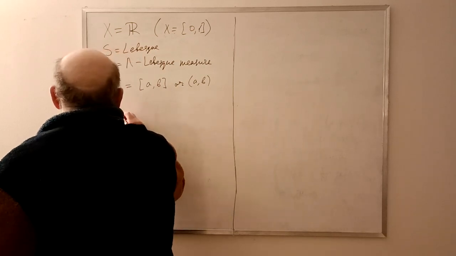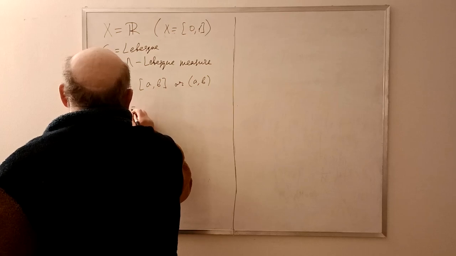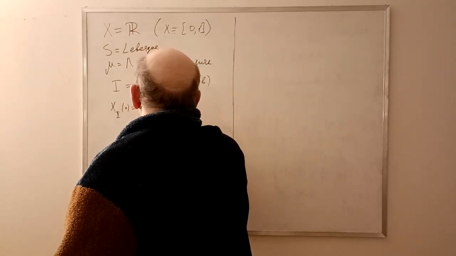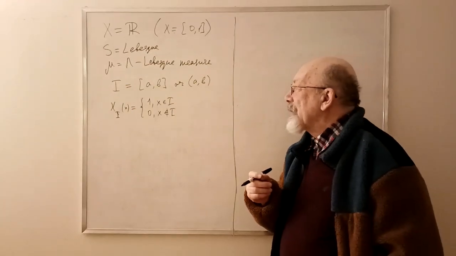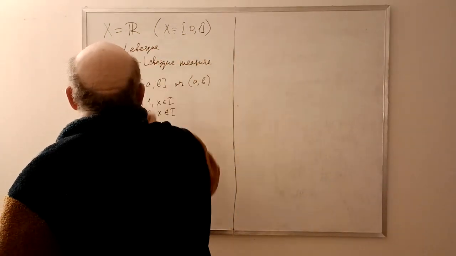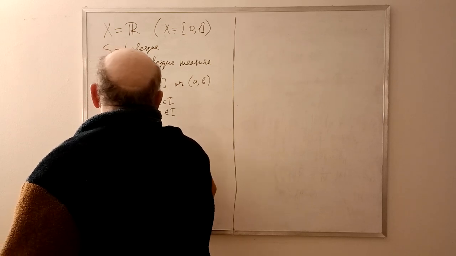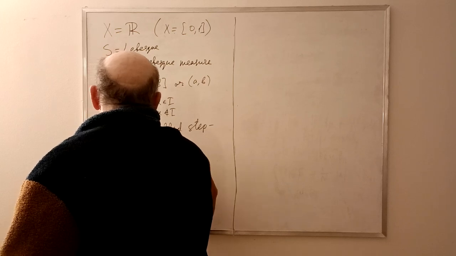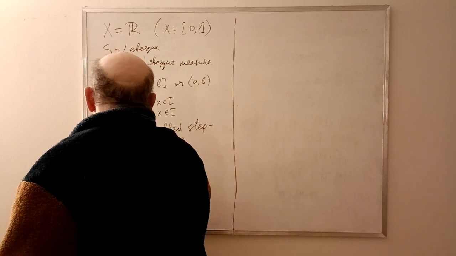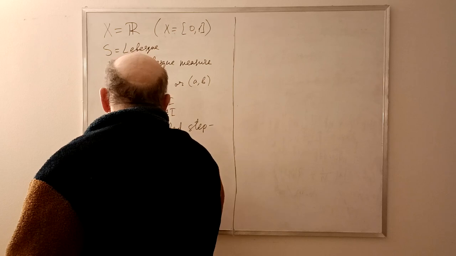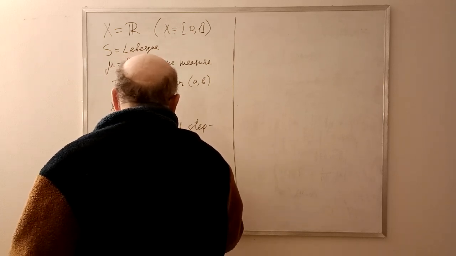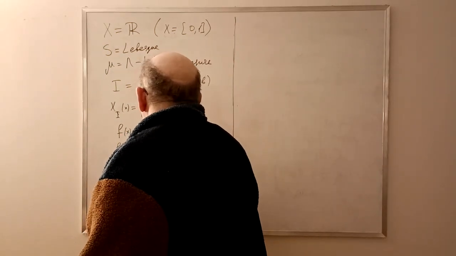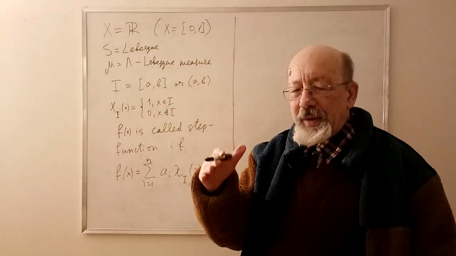And chi_I of x, it is the characteristic function. It is 1 if x is in I, and 0 if x is not in I. Yeah, so it is a characteristic function. The function is called a step function if f(x) equals the sum of a_i chi_{I_i}(x), i from 1 to n. So I always consider step functions with a finite number of steps.